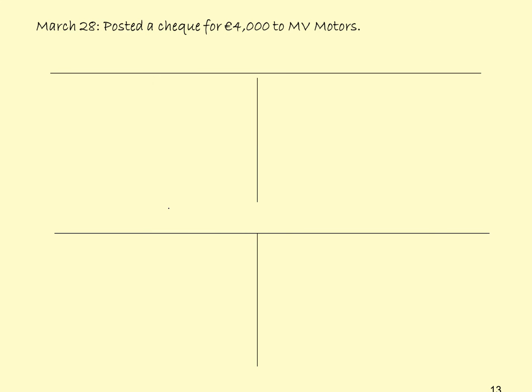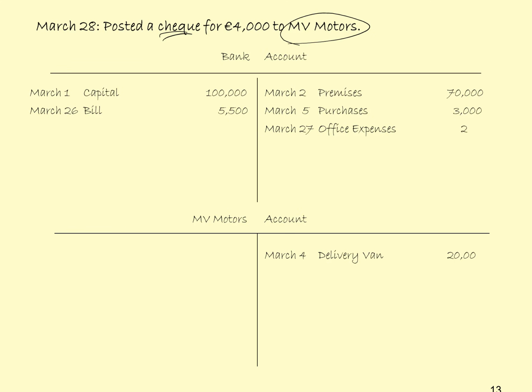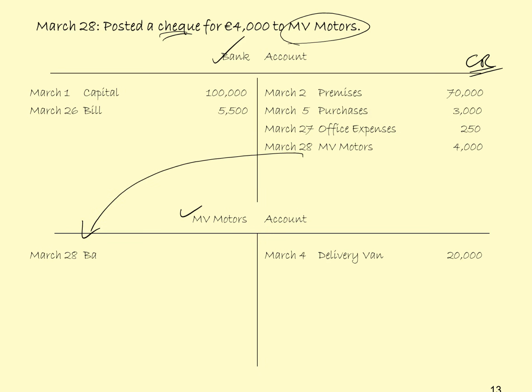March the 28th, posted a check for 4,000 to MV Motors, so check implies bank, and we already have an MV Motors account. So if we look at these, we see we have a bank account with 5 transactions on it, and you have an MV Motors account with 1 transaction on it. Now money's coming out of the bank, so we will credit the bank, March the 28th, MV Motors 4,000, and we will debit the MV Motors account, March the 28th, bank 4,000.